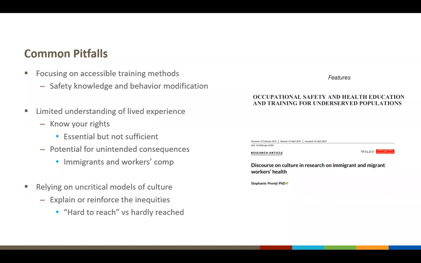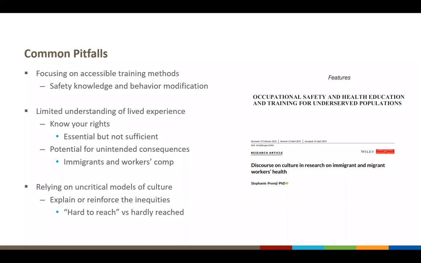Basically, what I mentioned, this idea of being hard to reach versus hardly reached, naming workers as hard to reach and emphasizing that identity of them, and then simultaneously washing the hands of, or pardoning, occupational safety and health institutions for why they aren't doing more with these groups. Well, because they're hard to reach.